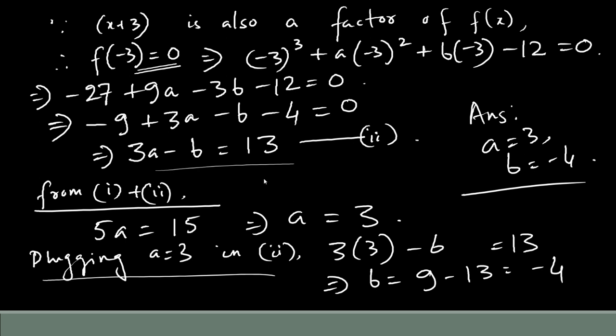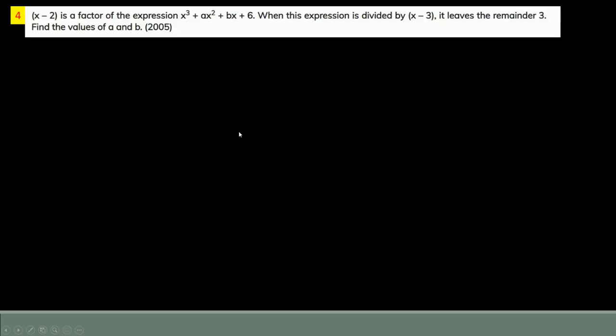Now let's move to the next problem. x - 2 is a factor of the given expression. When this expression is divided by x - 3, it leaves the remainder 3. So now, this is a factor problem. First, x - 2 is a factor of the expression, and when f(x) is divided by x - 3, the remainder is 3, right?